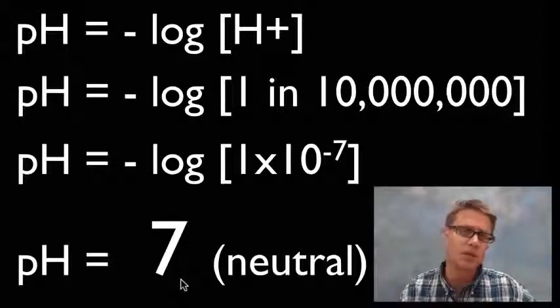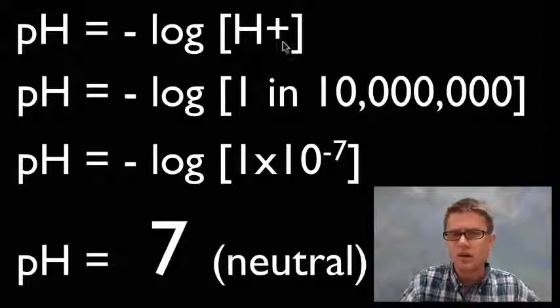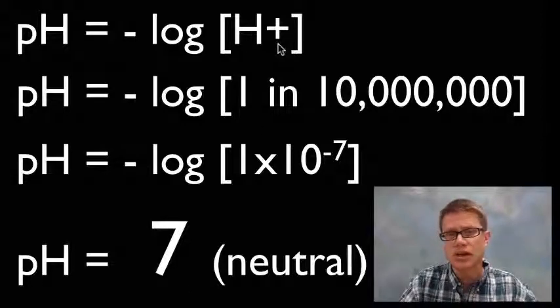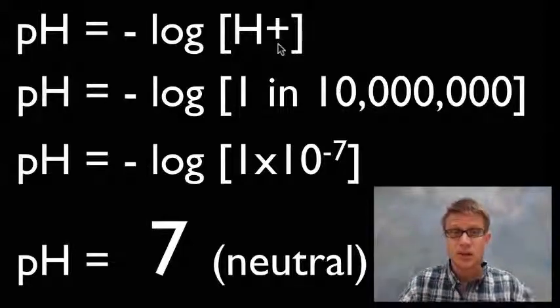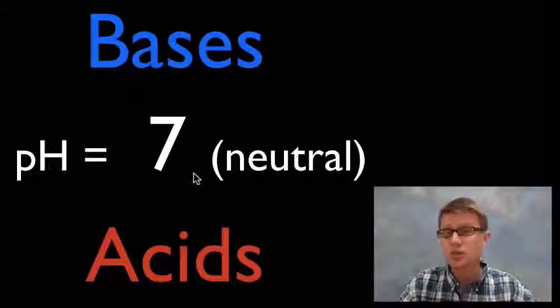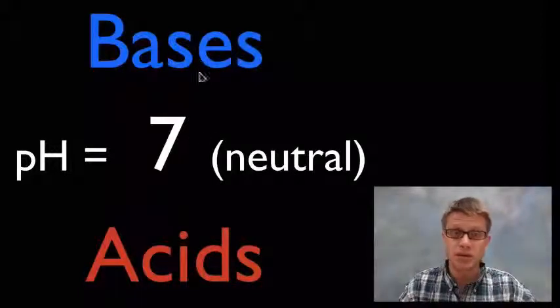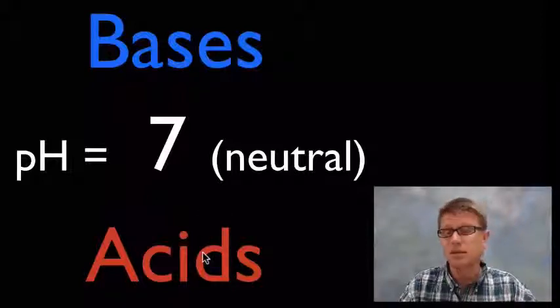And so what does it mean if the pH is 7? It means that the concentration of this hydrogen ion is going to be really, really small. And if we ever vary that, then we're going to be varying the pH. And so pH of 7 is neutral. But if we ever have a value greater than 7, it's going to be a base. And if it's ever lower than that, then it's going to be an acid.